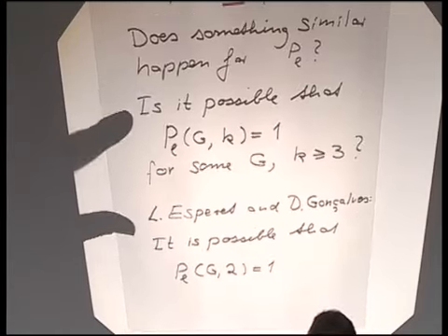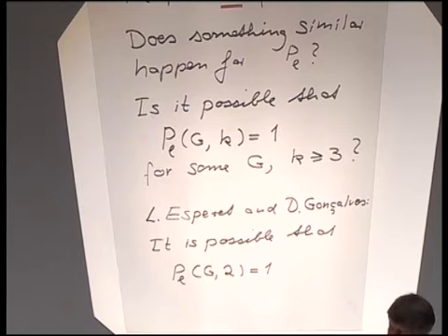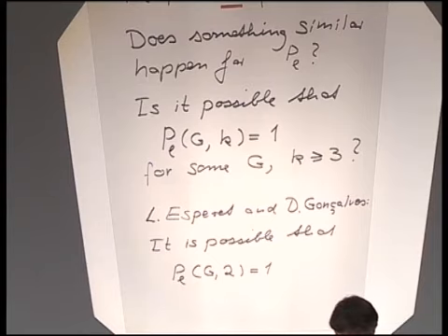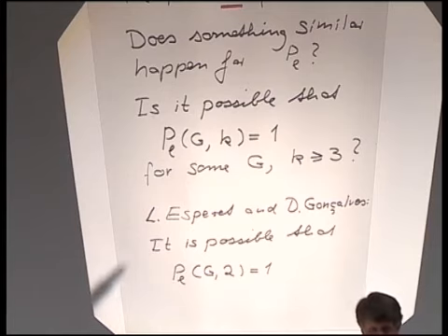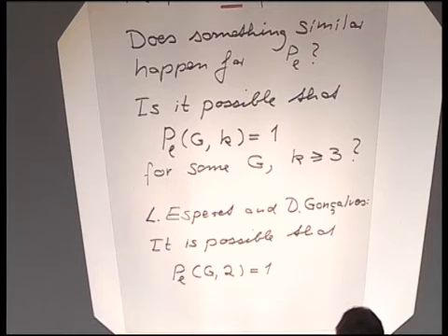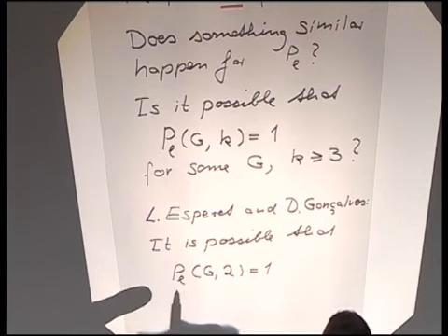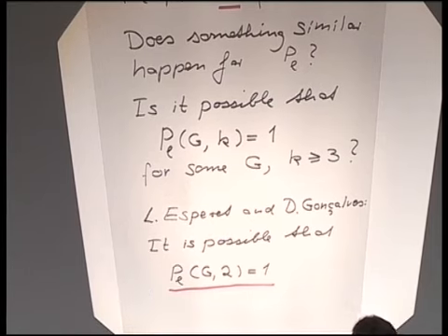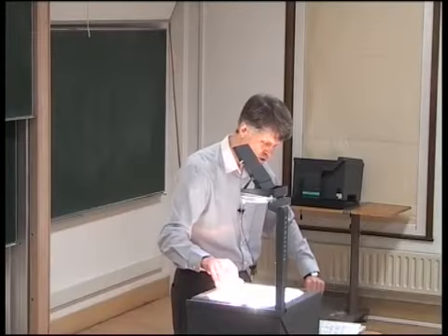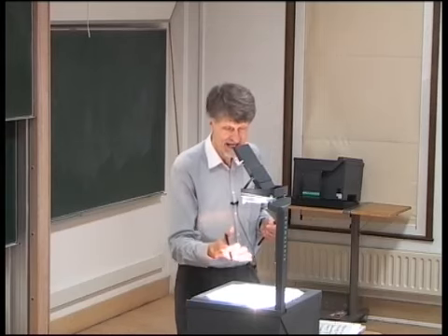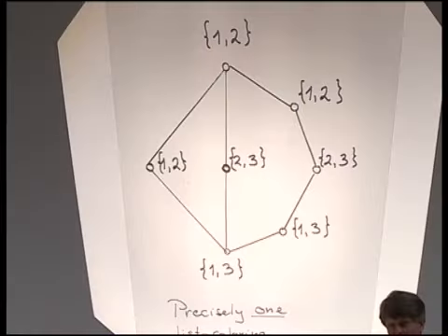I don't know. Is it possible that this function can have the value 1 for some k greater than or equal to 3? First I asked the question also for 2, and then somebody came up with a counterexample, Esperet and Goncalves. They proved that you may have this, and even this is not completely trivial. Let me just show the graph showing a 2 list colorable graph and a list assignment such that you only have 1 coloring. But can this be achieved also for 3 and 4, etc.? We don't know.